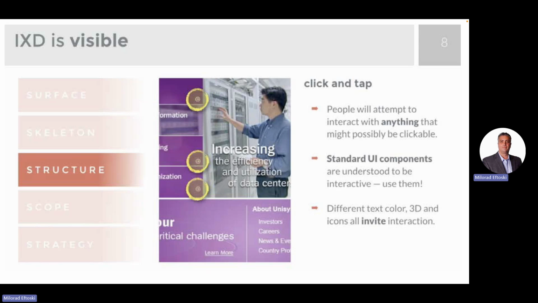Okay, standard UI components. So these are user interface components, are understood to be interactive, use them. Different text color, 3D and icons will invite interaction. A lot of these little buttons, they look not 3D, but they're popping at you kind of thing to make them more notable, right? Because if you have them hidden or lost, people are not going to notice them. So always use your graphic design skills to enhance the visual appeal of some of these interaction buttons and stuff. So different colors, 3D and icons will work in that sense.